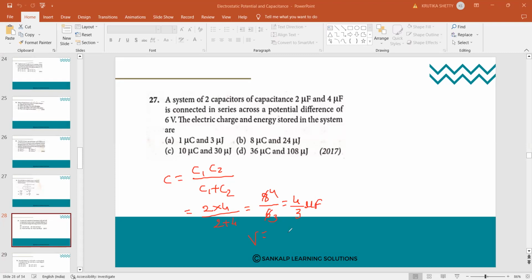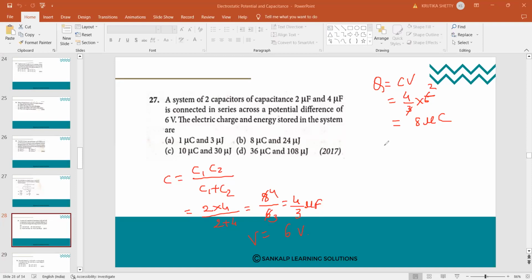They are saying 6 volt. The electric charge, that is Q, is needed. So Q is equal to what is the formula? C into V. So how much is C? 4 by 3. How much is V? 6. So 3 2s are 6, 4 2s are 8. That is 8 microcoulomb. Because the capacitance is given in micro, therefore it is microcoulomb here.